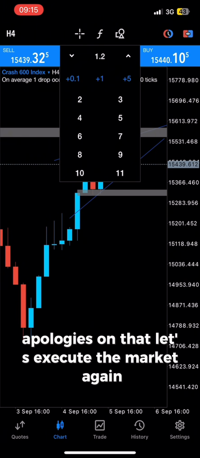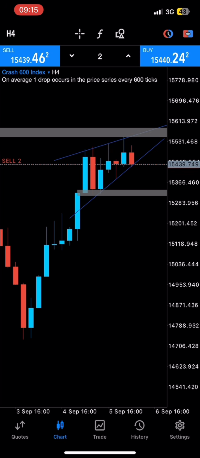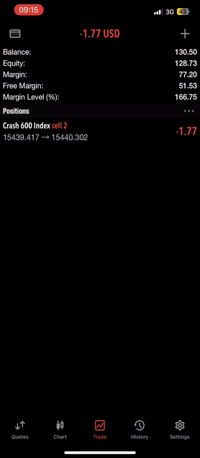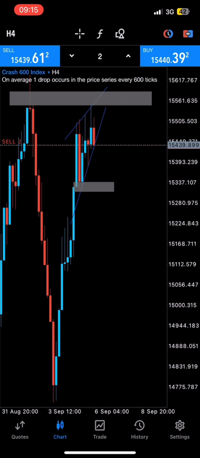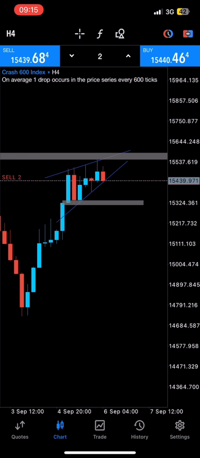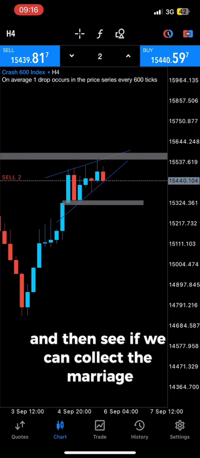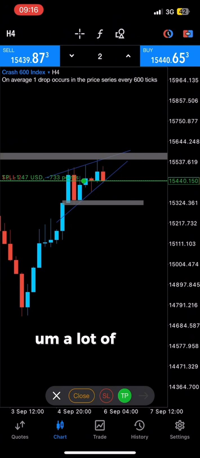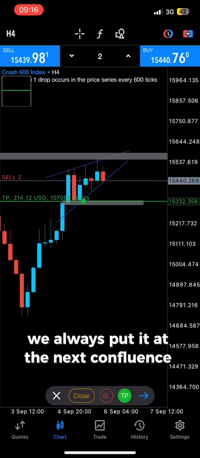Let's execute the market again and see if we can collect much profit. And then now we have executed the market. We have actually sold with a $2 lot. So this is it. We wait for some time and then see if we can collect a lot of profit. And in terms of take profit, we always put it at the next confluence area.